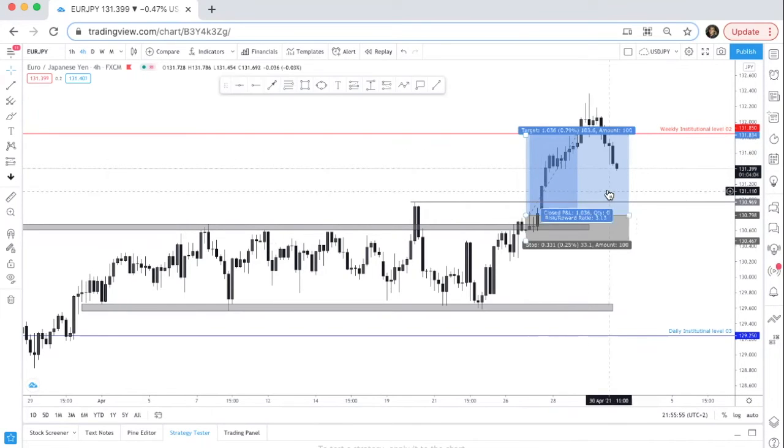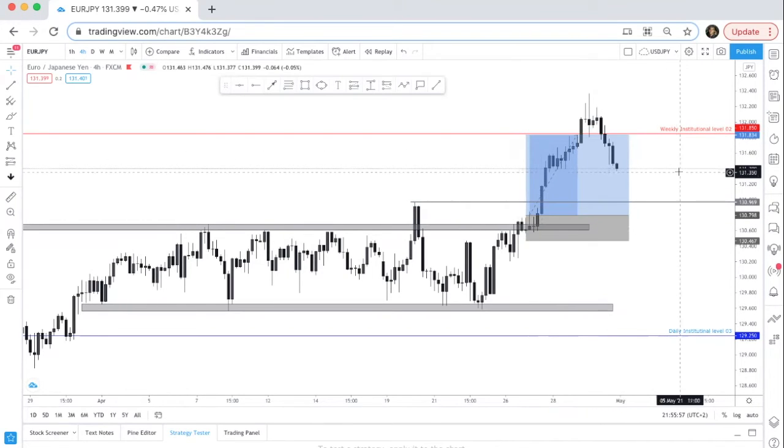Beautiful trade, up 3R, 1 to 3 risk to reward on this. This was a beautiful trade. I am quite happy with what we were able to get out of this one.